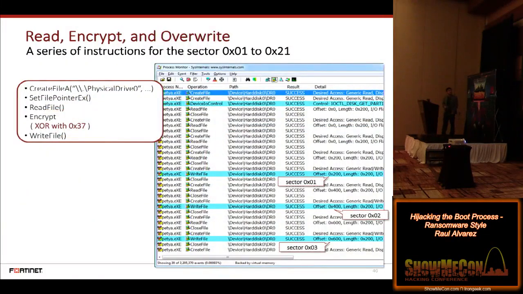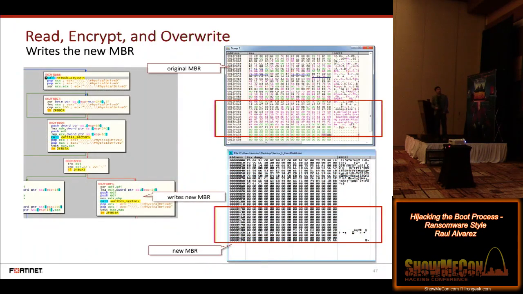This is a series of monitoring using Process Monitor. This is the writing of the actual sectors, reading, writing, and so on and so forth. It will be done until it reaches sector 21 or sector 22, and now it writes the new MBR. This is the new MBR, and this is the original one.